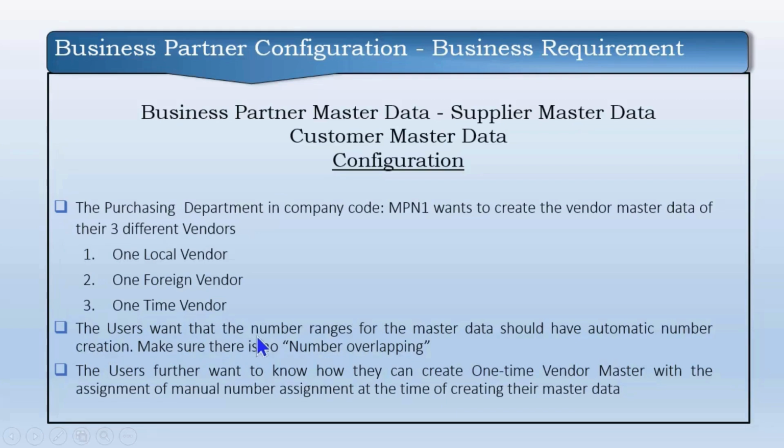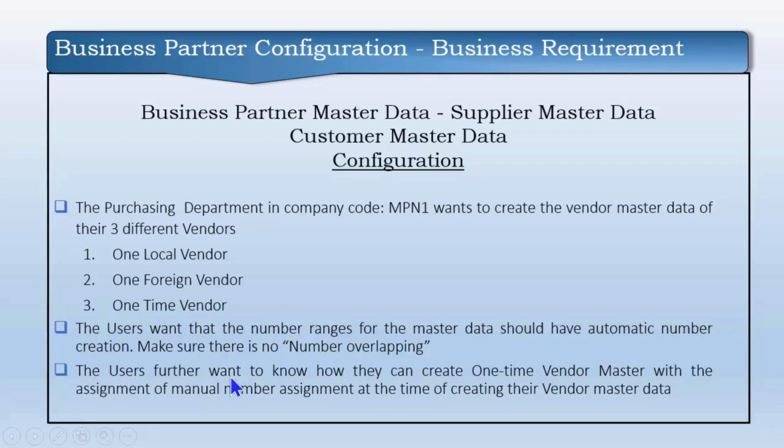The users want the number ranges of master data to have automatic number creation. In the business requirement, they want automatic number generation and to make sure there is no overlapping of the numbers. In this case, we'll have one number series for the local vendor, another number series for the foreign vendor, and a manual or automatic number series for the one-time vendor.